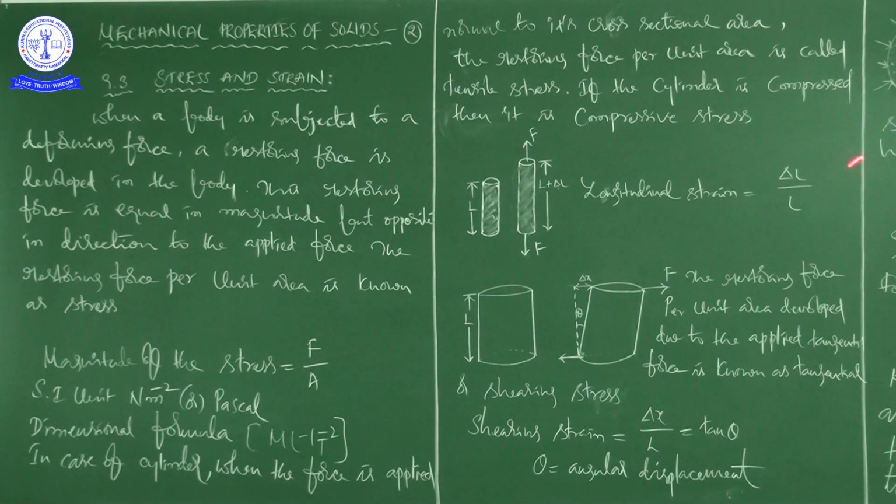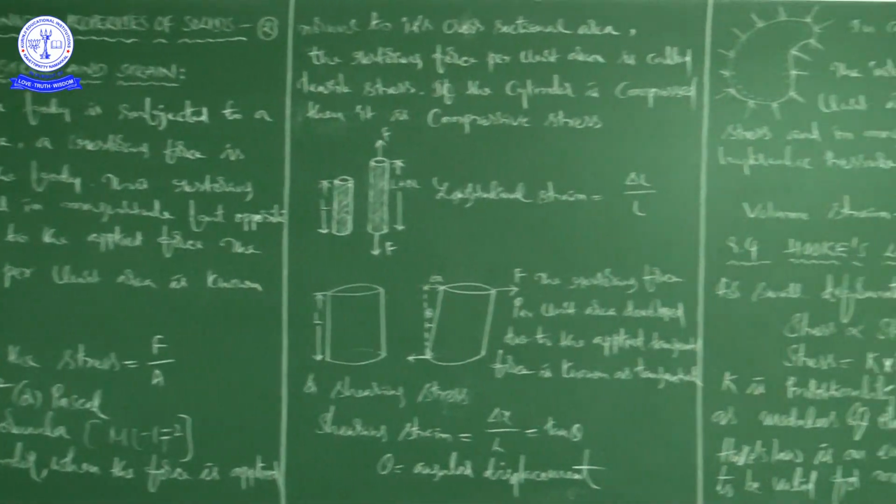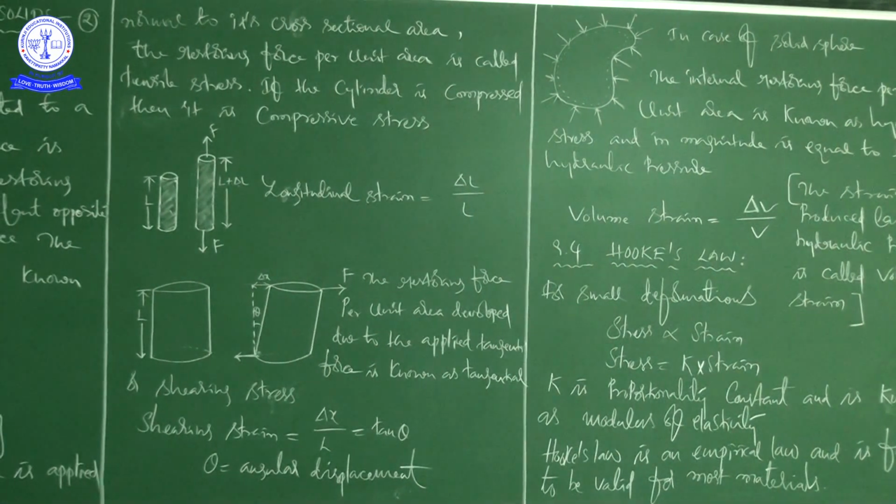Now we are going to take another object, which is literally spherical in shape. Objects or bodies are available in different shapes, that's why we are going to take another body, which is spherical in shape. You can see it on the board.